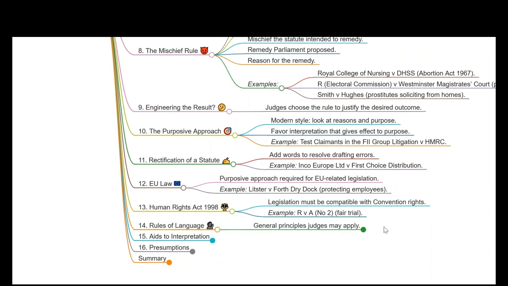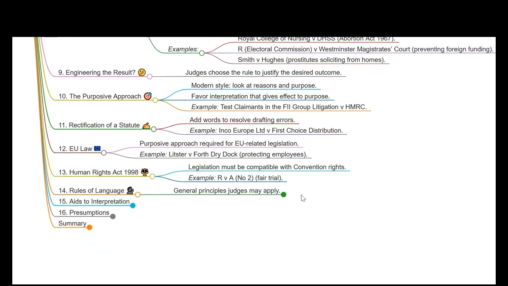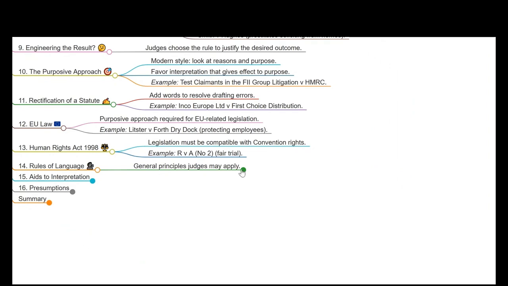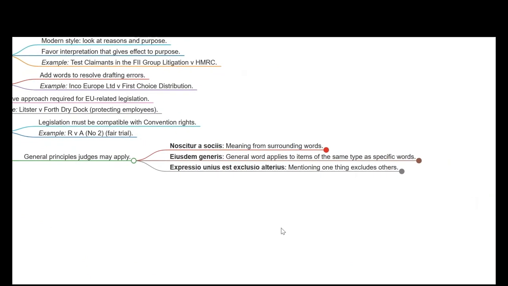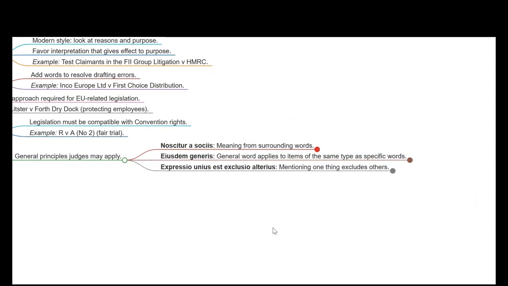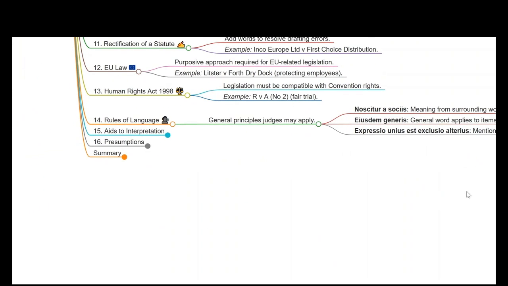14. Rules of language. Judges also use general principles known as rules of language. These include noscitur a sociis: words derive meaning from surrounding words. Ejusdem generis: general words are limited to the same type as specific words. Expressio unius est exclusio alterius: mentioning one thing excludes others.